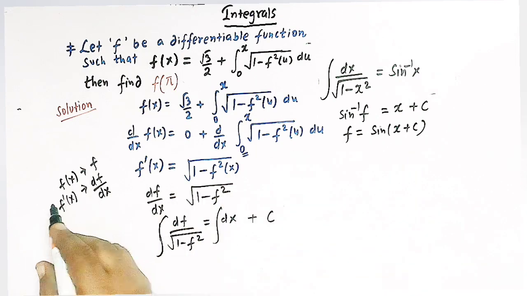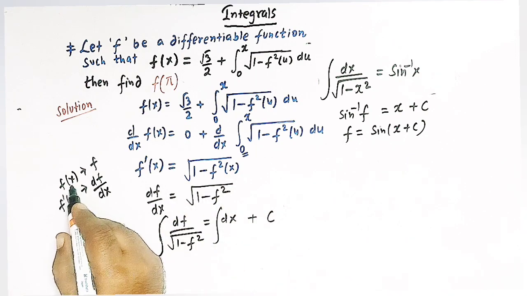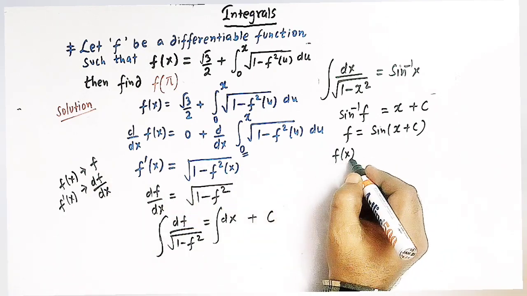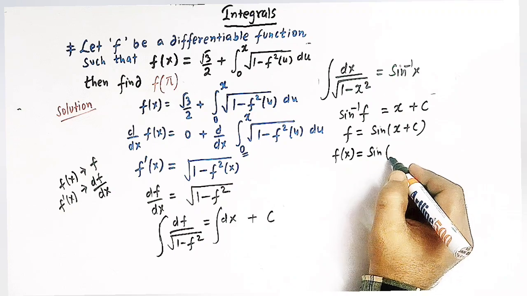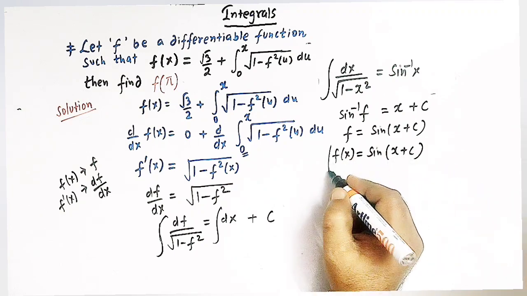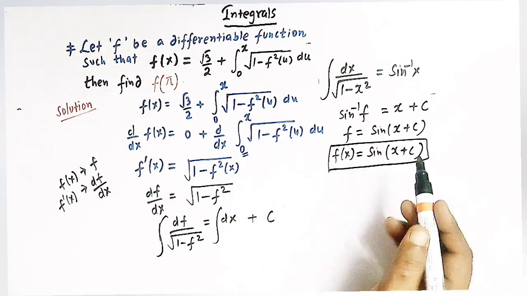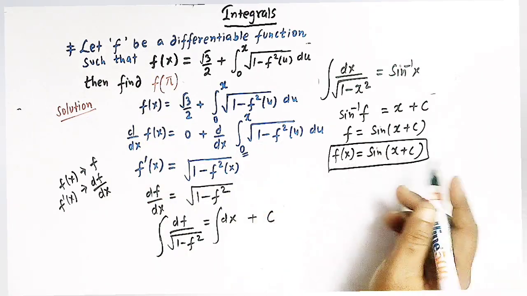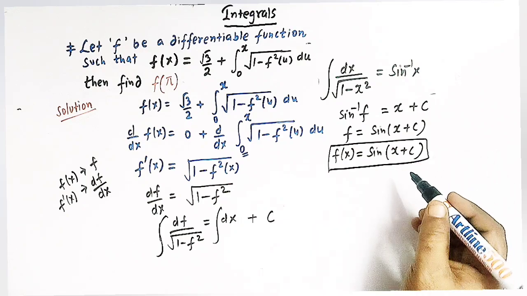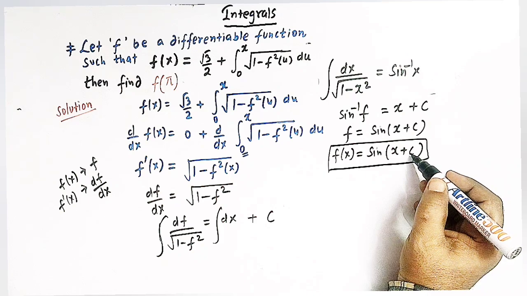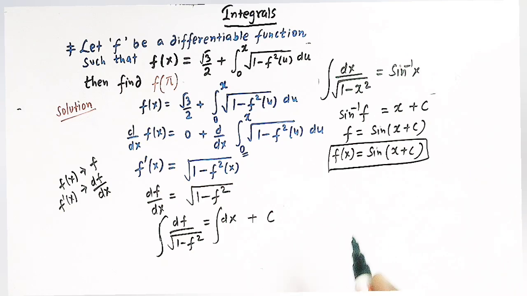So now again using the usual notation for f as f of x, we can now write f of x is equal to sine of x plus c. So this is the form of the function f of x, and we can see that f of x is a sine function. Now our next aim is to get the value of this constant of integration c, right? So let us find out this c with the help of some condition.